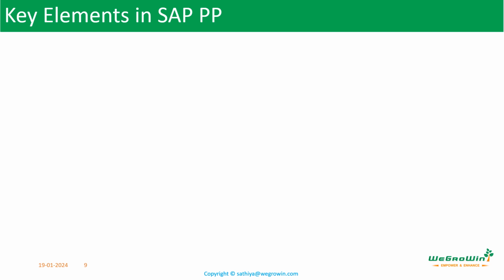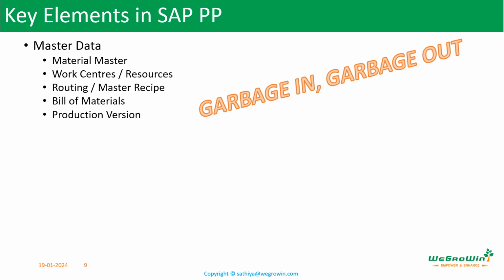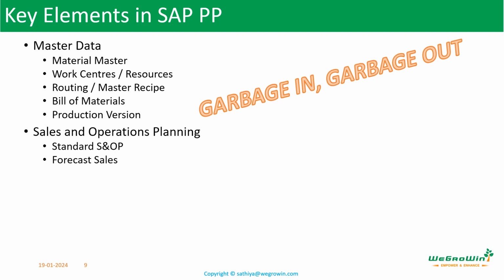So what are the key elements in the SAP PP module? First is the master data. Master data is the blood of SAP. It is always garbage in, garbage out. The master data includes material master, work centers or resources, routing or master recipe, bill of materials, and production version. These are all the master data involved in production planning. What is a work center, resource, or routing, master recipe? We'll see later.